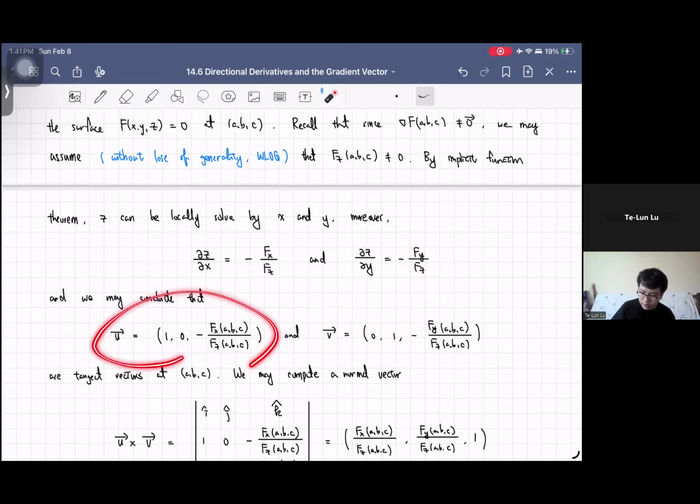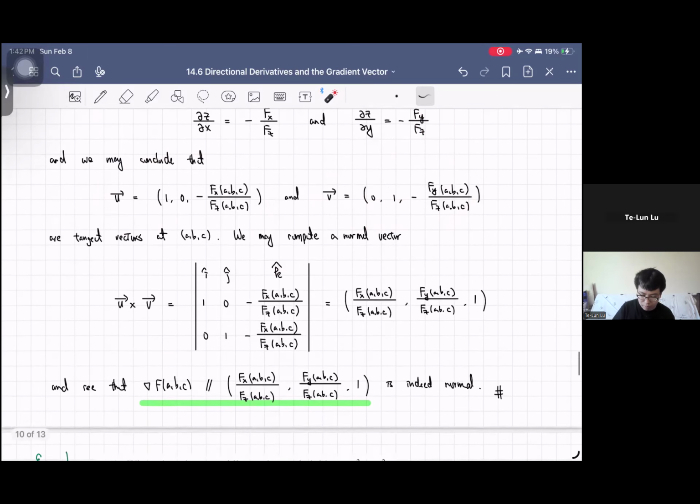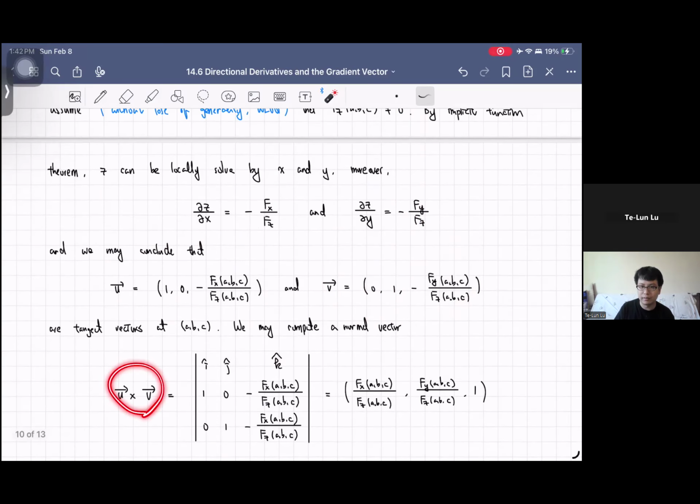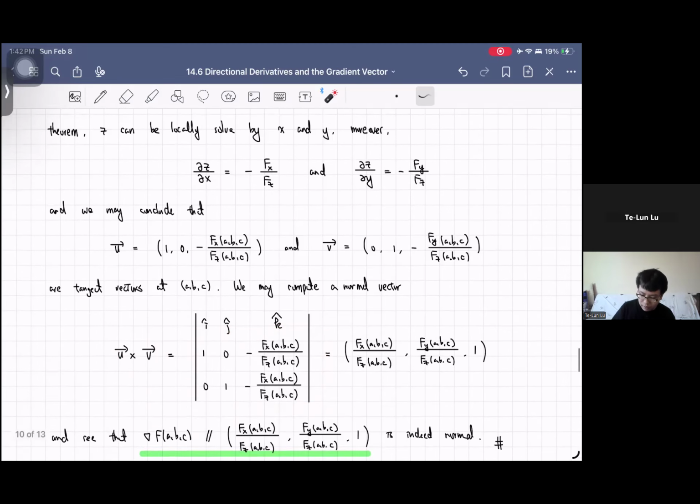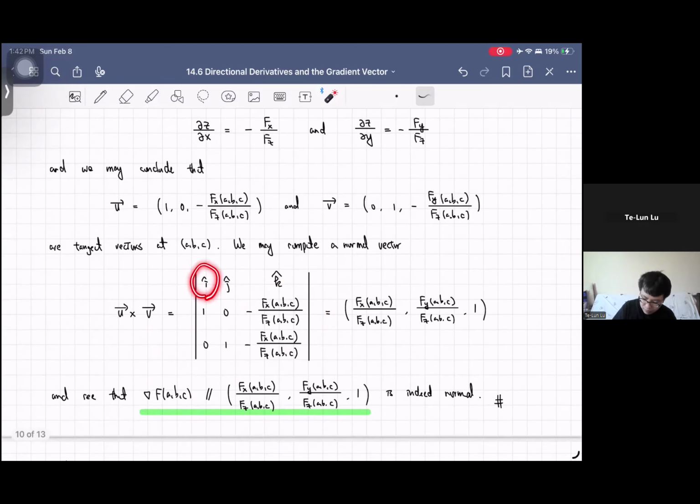So these are tangent vectors, which means that a normal vector can be given by the cross product of these two guys here. Now if you do things very carefully, for the x coordinate you have this guy, which is plus fx divided by fz. For the y coordinate, you have minus this guy, which is fy divided by fz. For the z component, you have simply 1.